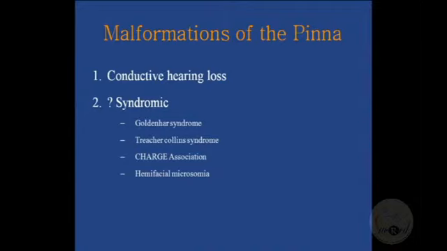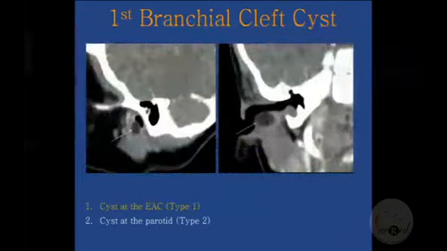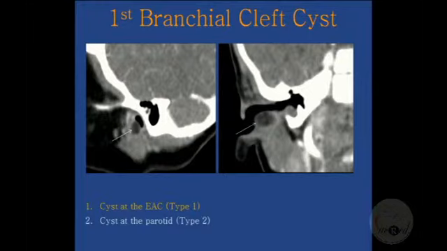So here on the image this is a sagittal post-contrast CT. You can actually see a well-defined cyst, which is deforming or compressing the cartilaginous portion of the external auditory canal. And on the coronal image, you can see the cyst along the external auditory canal, the cartilaginous portion. This is a type 1 branchial cleft cyst. Type 2 is lower, and it's within the parotid usually, something like that.